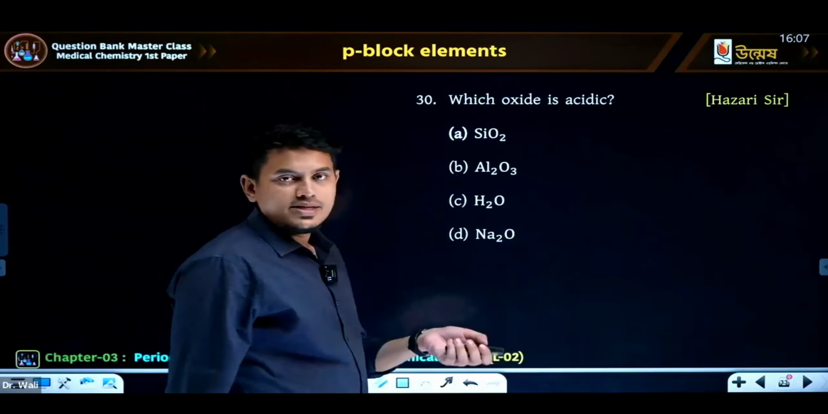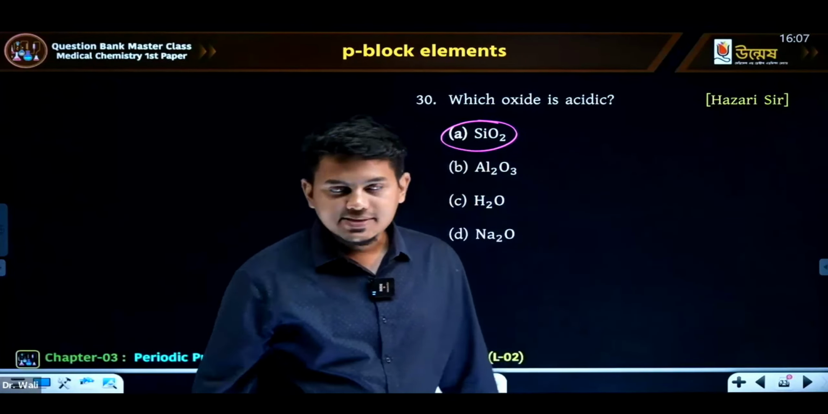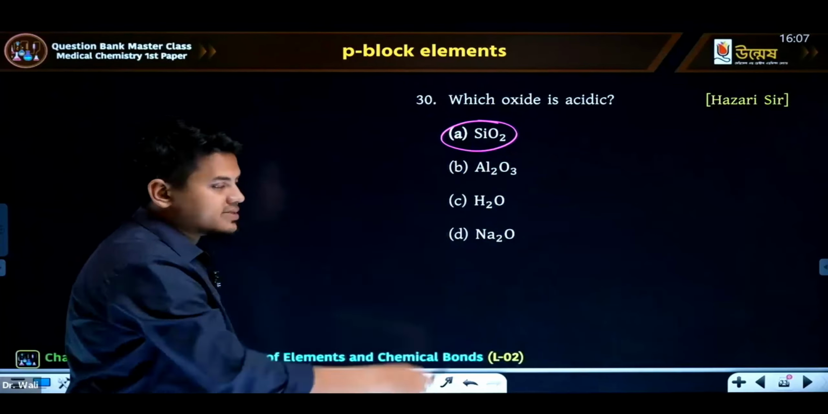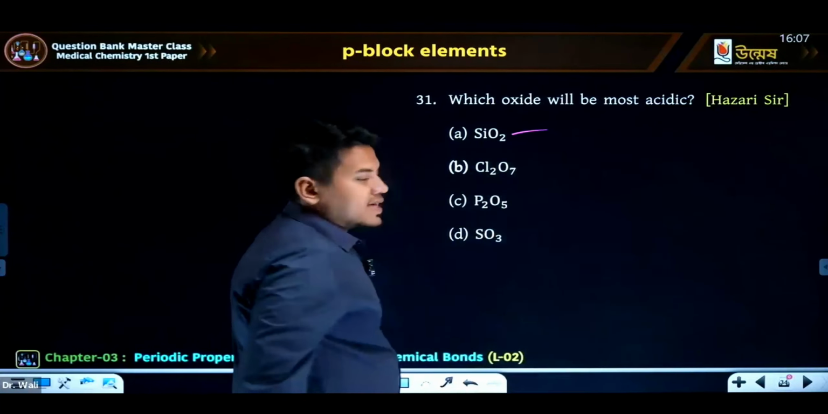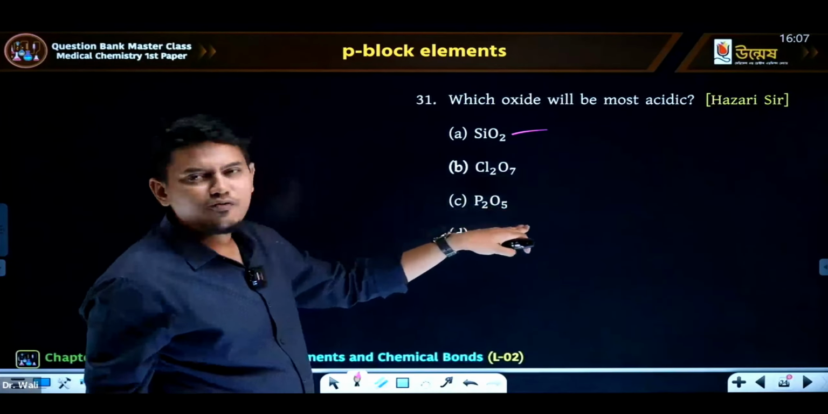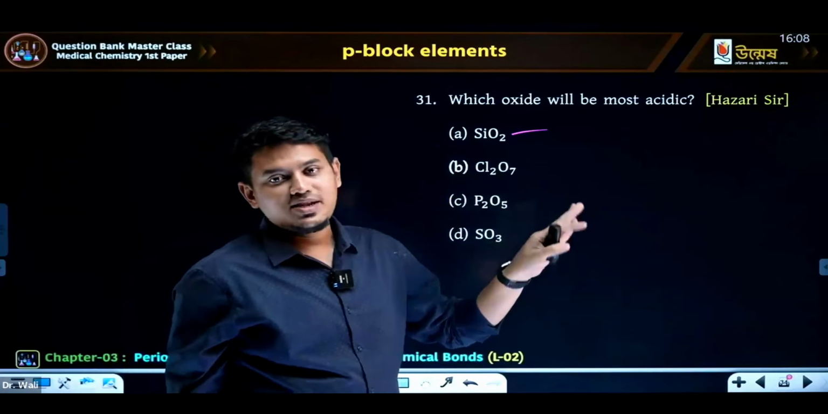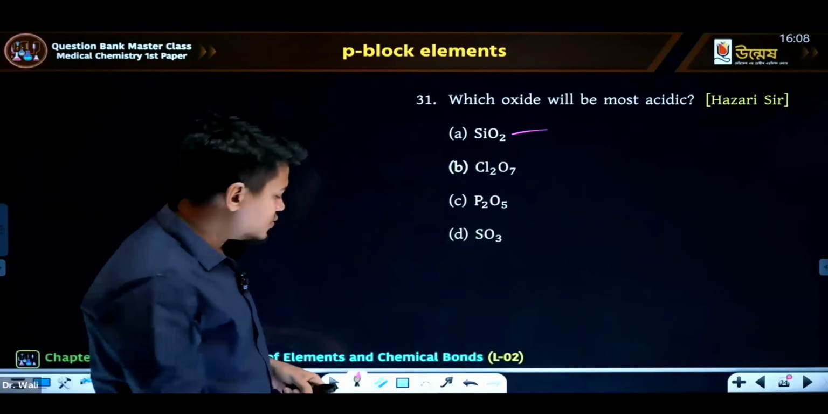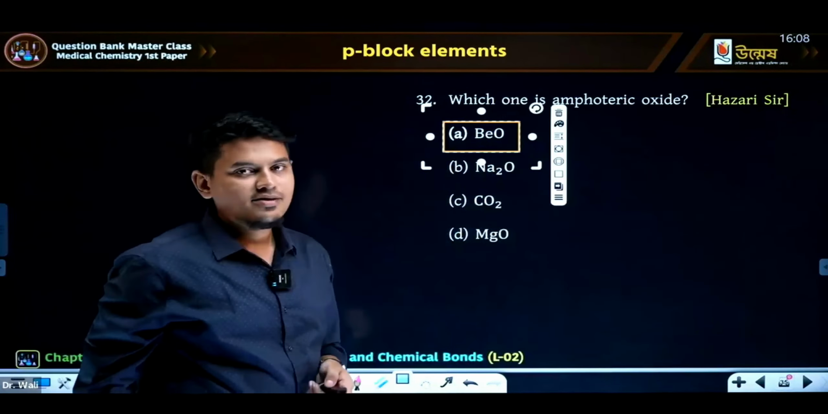Which oxide is acidic? Silicon dioxide is acidic. Silicon dioxide is a metalloid oxide. It is not basic. It is acidic. Aluminum oxide is amphoteric. Water is a neutral oxide, and sodium oxide is a basic oxide. Which oxide will be most acidic? As I have already mentioned, silicon dioxide will generate a mildly acidic solution, or it is a mildly acidic oxide. P2O5 will generate phosphoric acid. Sulfur trioxide will generate sulfuric acid, but chlorine oxide will generate perchloric acid, which is the strongest among all these four. So the correct answer will be B. Which one is an amphoteric oxide? Beryllium oxide. We have already learned that mnemonic.